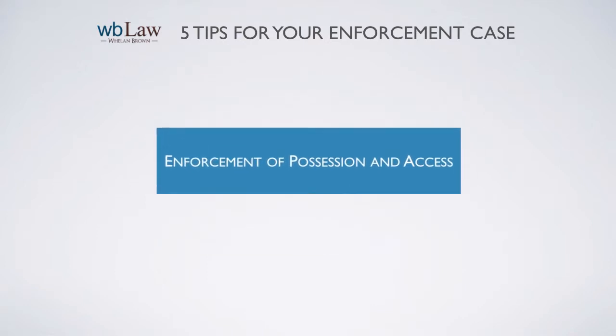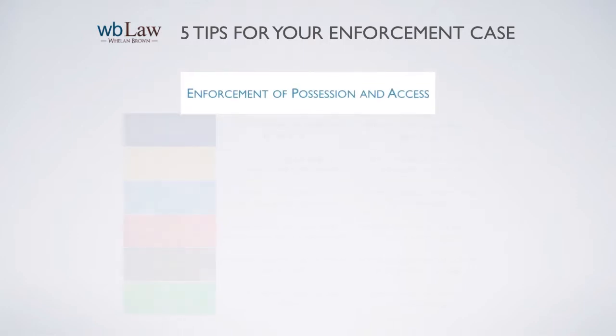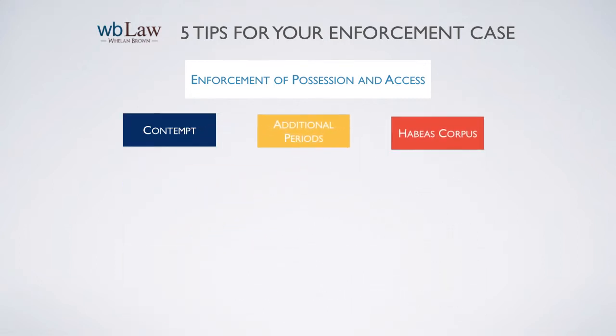Number 1, for enforcement of possession and access, you actually have quite a few options, quite a few filings you can put into court to protect your rights. Here's a table of a lot of the options. I know this is a lot, there's too many to go over now, so I'd encourage you to come back at the end of this video, hit pause, and hang out with this chart for a little bit to know what your options are. For now, let's talk about the 3 filings we see most commonly and that we file ourselves. So first, a contempt filing.